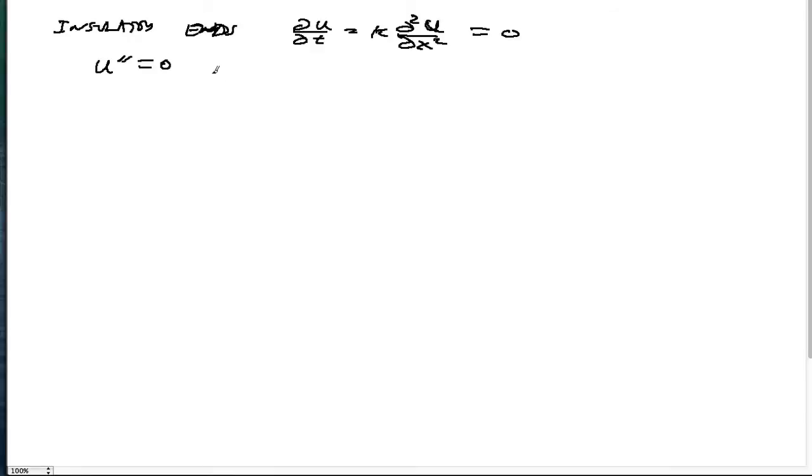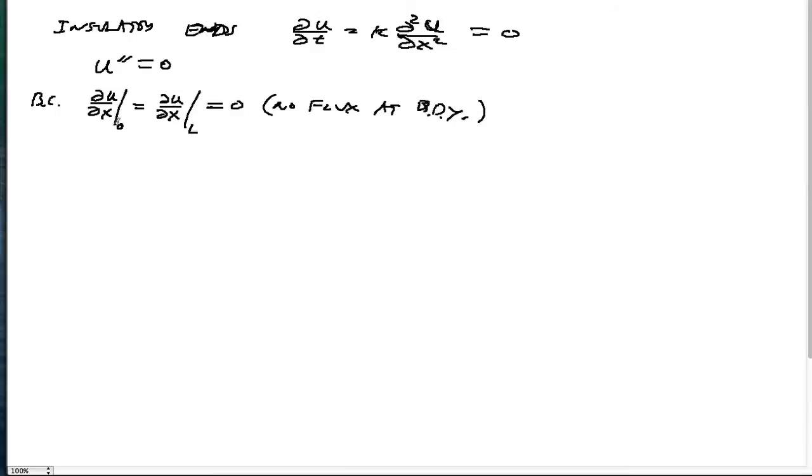But we have the boundary conditions, these auxiliary conditions that help us determine our solution. The partial derivative with respect to x evaluated at 0, and the partial derivative with respect to x evaluated at L, are both equal to 0. And that means there's no flux at the boundary.